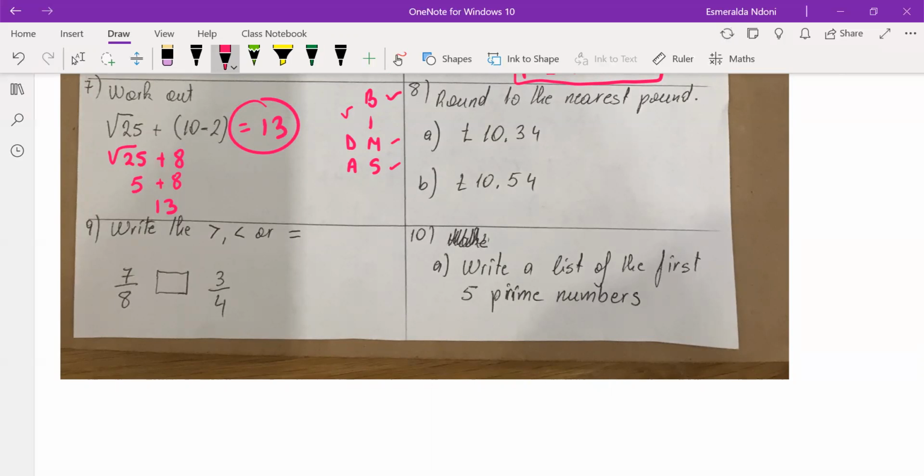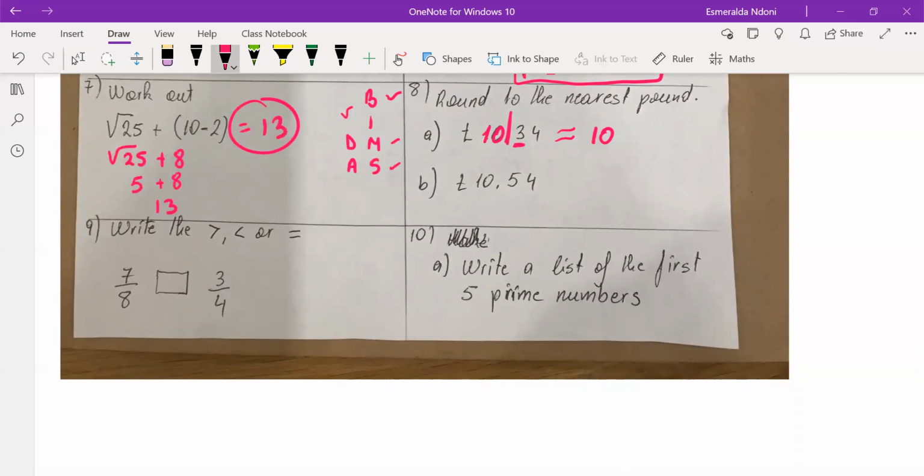Round to the nearest pound is the task for question 8. We have 2 questions there. So let's go. Nearest pound, we have 10 pounds and 34 pence. So this is asking you, is this nearest to 10 pounds or is this nearest to 11 pounds? So we're going to draw the line where the decimal point is, because it's not asking us for pence, it's asking us the nearest pound, and we look at the decider. The decider is a 3, so it does not change the number. So the answer is 10.